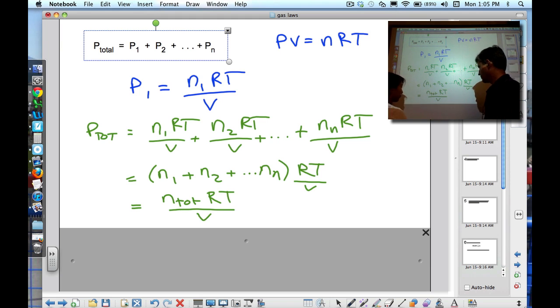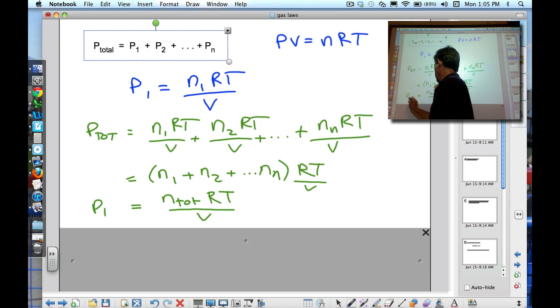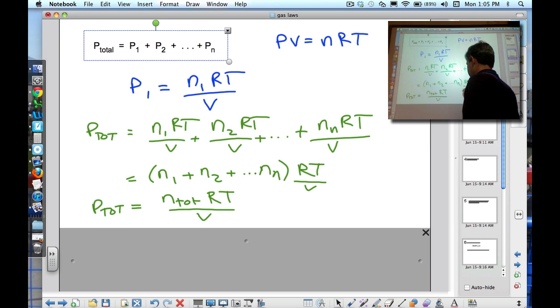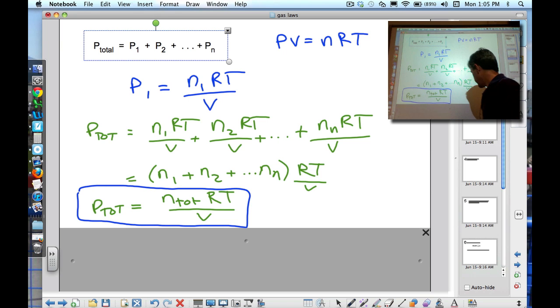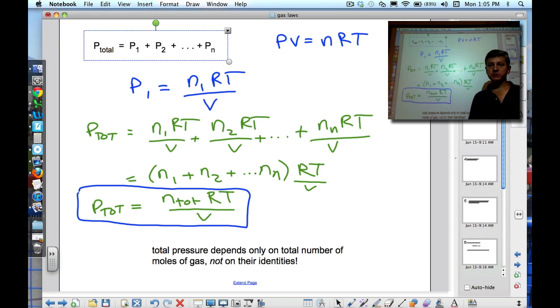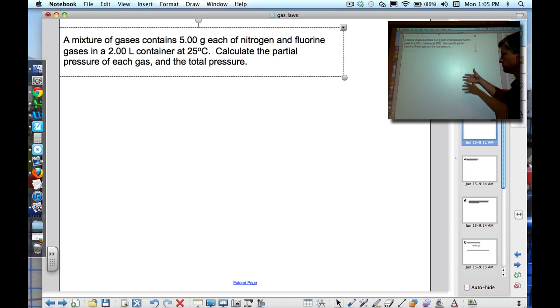Fantastic. We'll set that equal to P total, and we'll draw a big box around it, because this leads to a pretty important concept, and that is, when you've got a mixture of gases in a container, the total pressure that that mixture exerts does not depend upon the identities of the individual particles, it only depends upon the total number. Okay? So that lets us solve some moderately interesting problems.